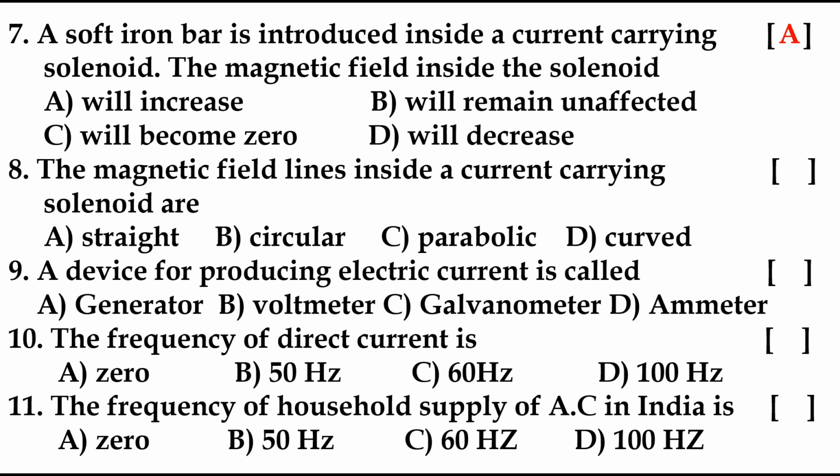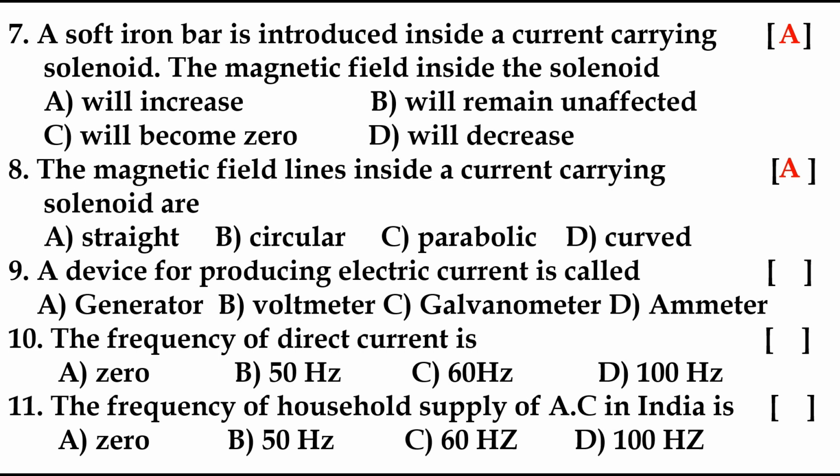Eighth bit, the magnetic field lines inside a current carrying solenoid are option A straight, option B circular, option C parabolic, option D curved. Answer is option A straight.